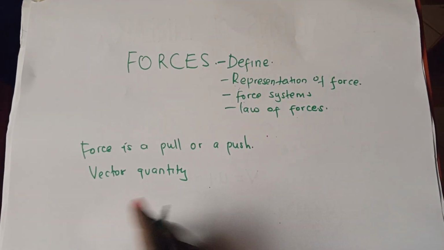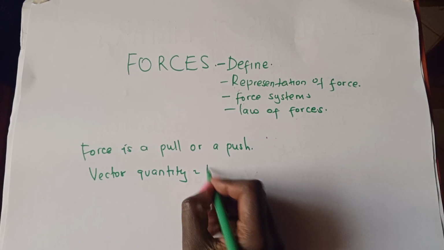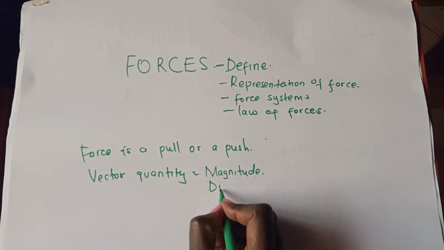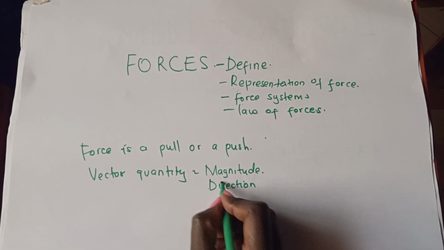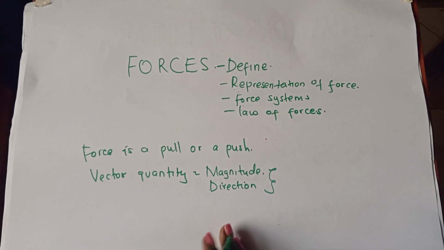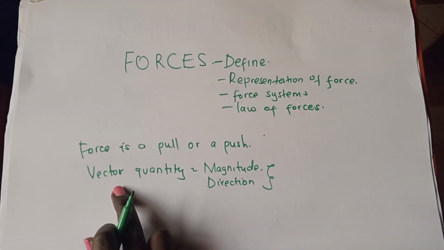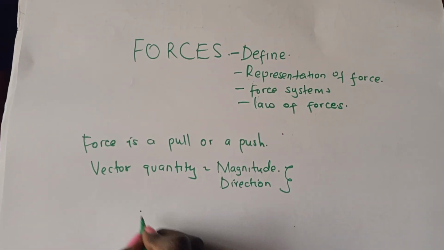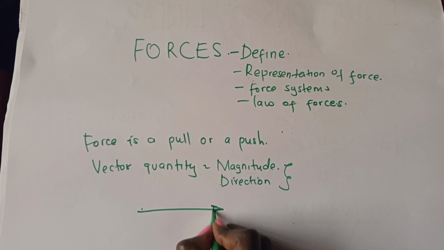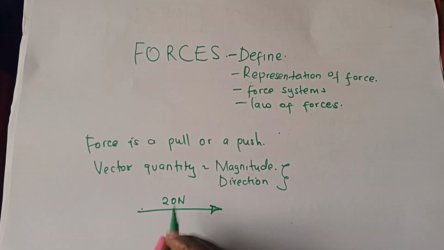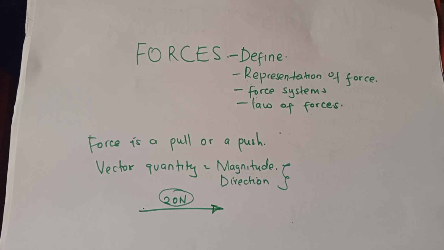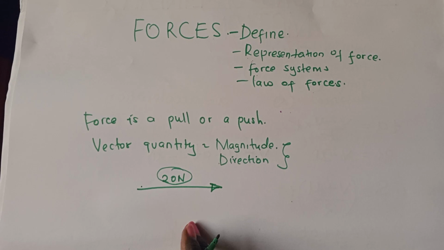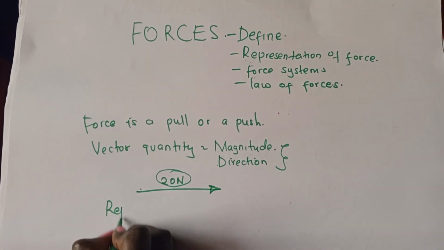What we mean by a vector quantity is that it has a magnitude, it has direction. So the two representations will show us that it is a vector quantity. For example, if you have a force of 20 newtons, this is what we term our magnitude, and the arrowhead is giving us the aspect of direction.